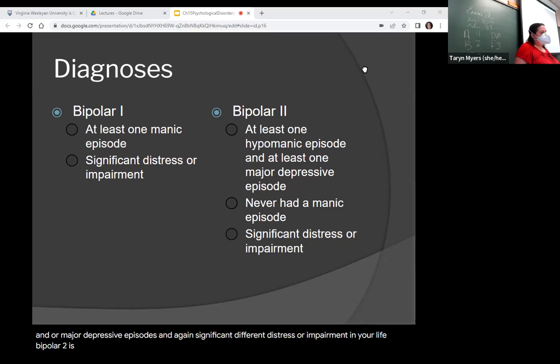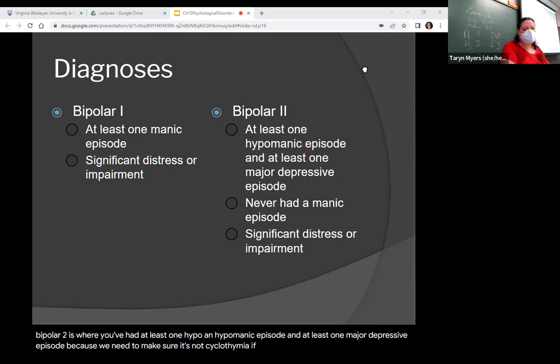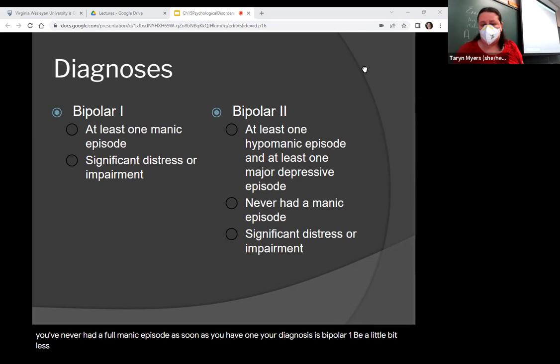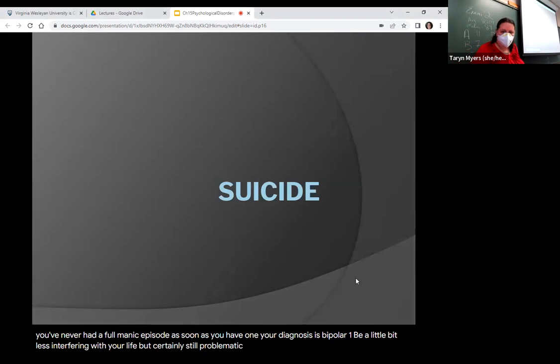Bipolar 2 is where you've had at least one hypomanic episode and at least one major depressive episode. Because we need to make sure it's not cyclothymia, if it's just persistent depressive disorder. You've never had a full manic episode. As soon as you have one, your diagnosis is bipolar 1. So bipolar 2 can be a little bit less interfering with your life, but certainly still problematic.